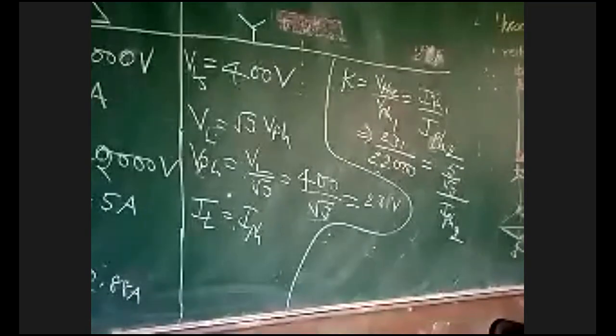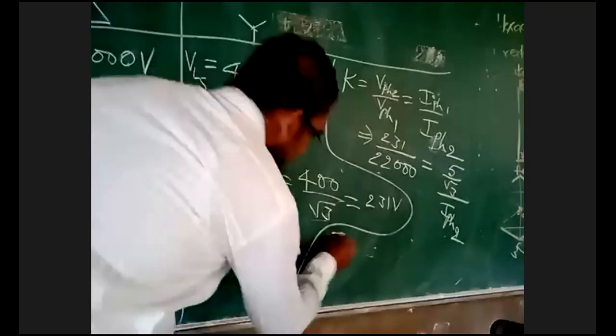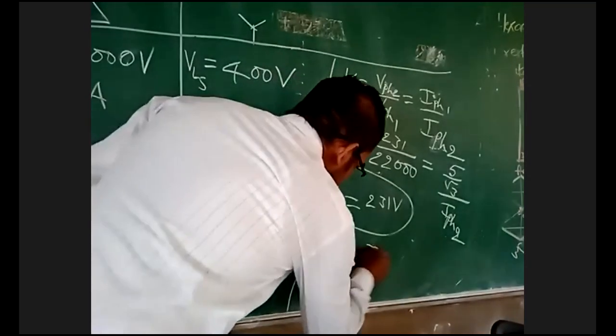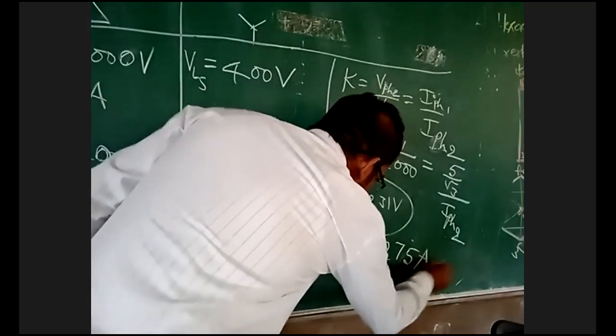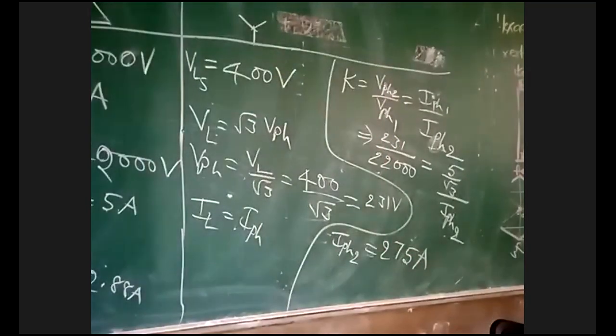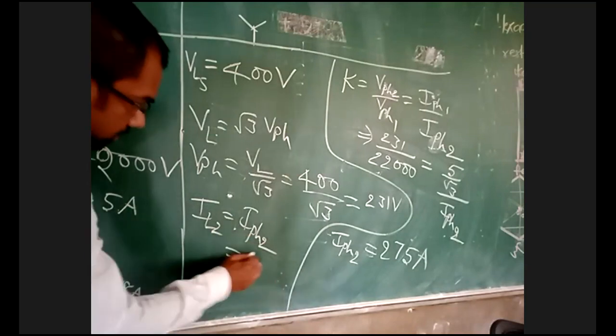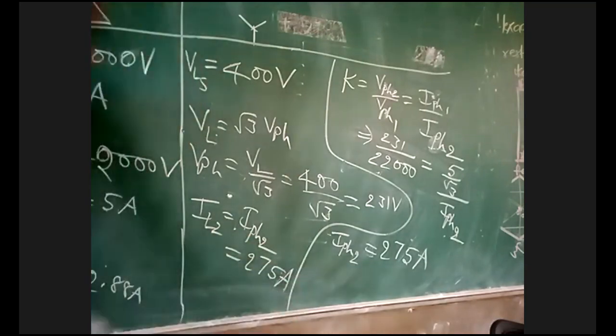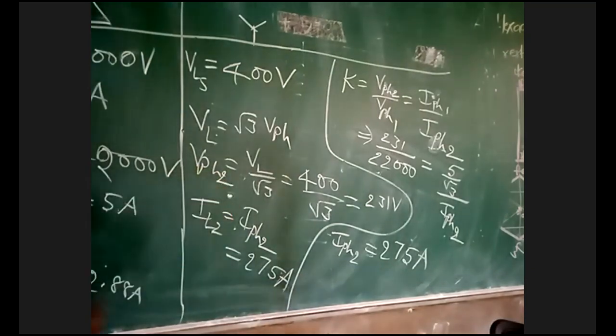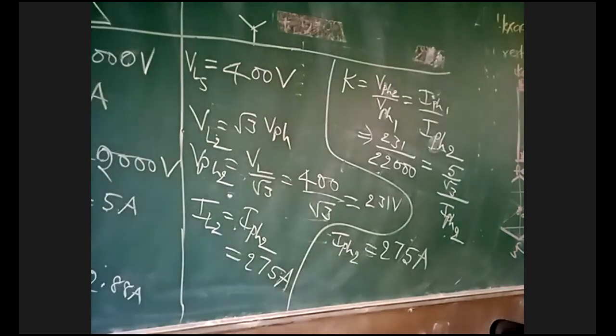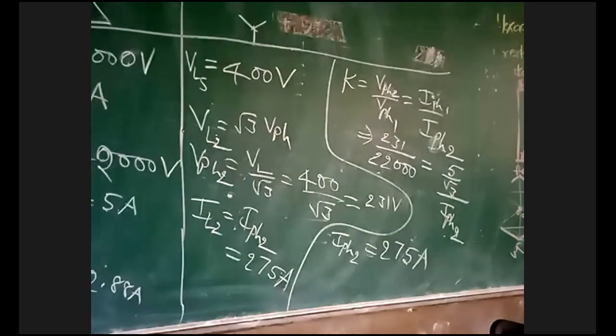So 74.2. In your textbook they are giving 275 ampere. But in the problem he is not asking the phase currents, only line currents. In star connection, IL is equal to I phase. That is 275 ampere. So your answer is 275. In star connection, line current is equal to phase current, 275 ampere.